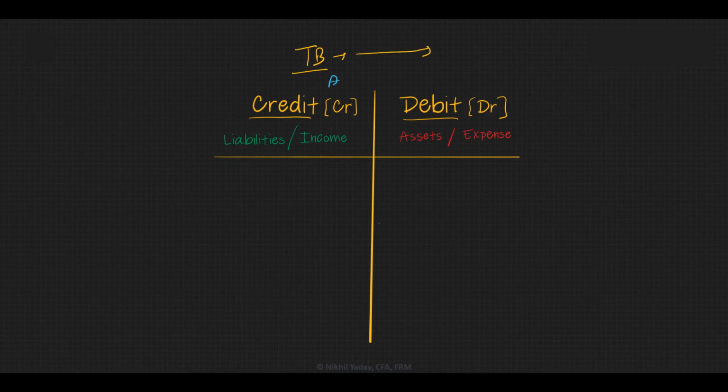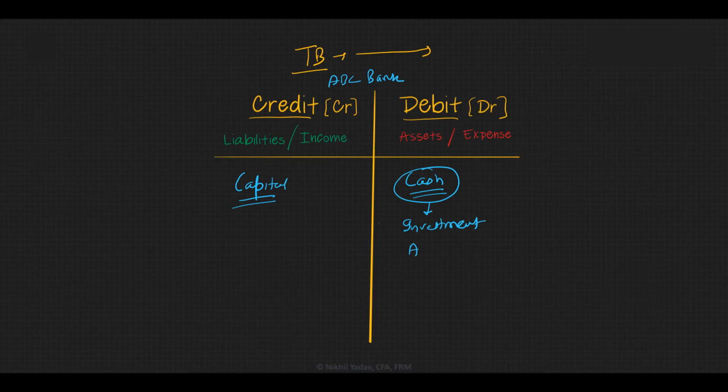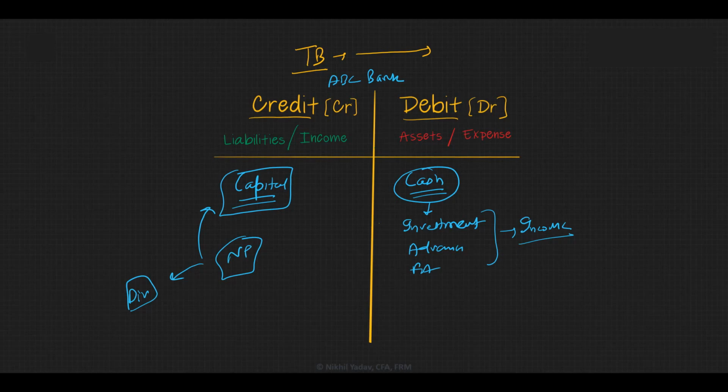Let's look at the story of ABC Bank. It started with a capital infusion, which was in the form of cash. This cash was deployed into the creation of several assets such as investments, advances, and fixed assets. These assets generated some income over the years. So there was a net profit over a year, and this was either distributed outside as dividends or redeployed to fund future growth in the form of capital.